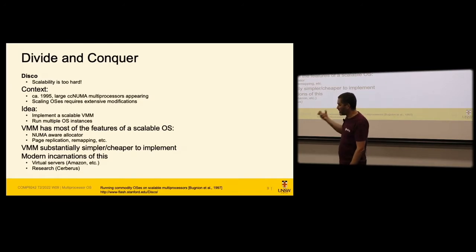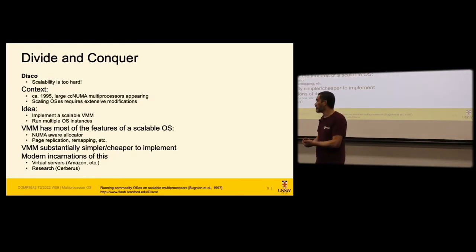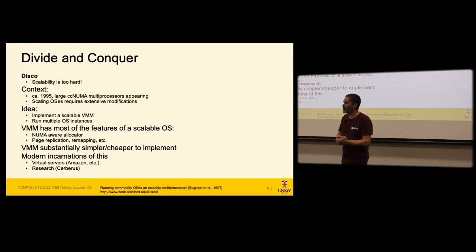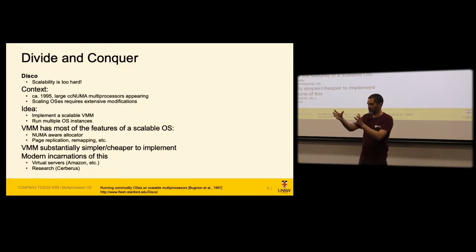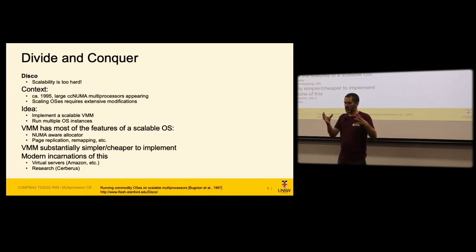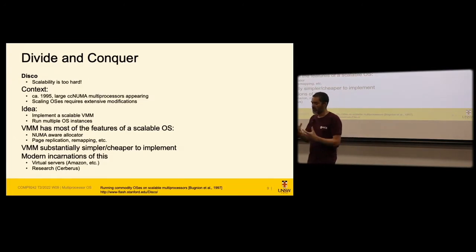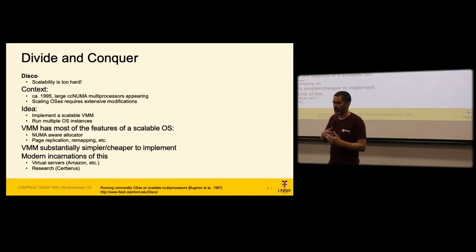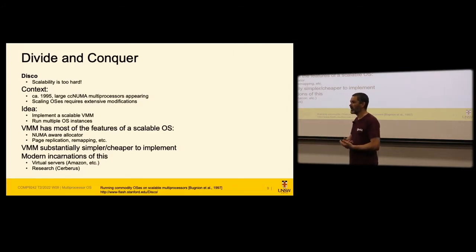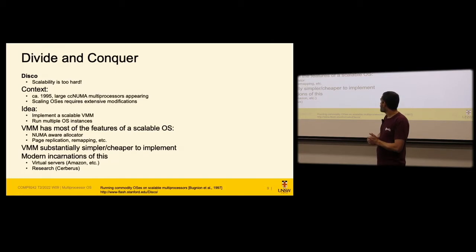And the key concept was that a VMM really has most of the features of a scalable OS, right? So you need to create a VMM that has a NUMA-aware allocator, so that if you're setting up the VM, you set it up to be NUMA-aware. It does things like page replication, remapping, and stuff like that. It does really the core OS stuff. And if you're implementing just that, not a whole Unix OS, then it's easier to implement that in a scalable way.